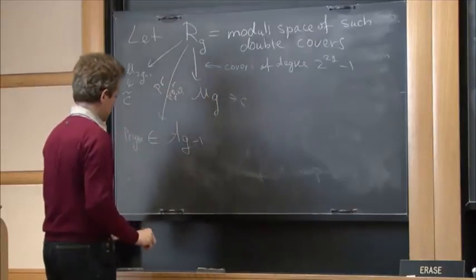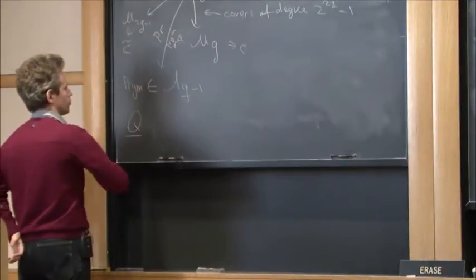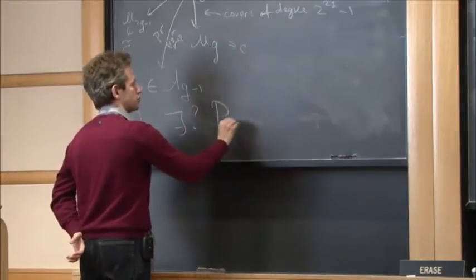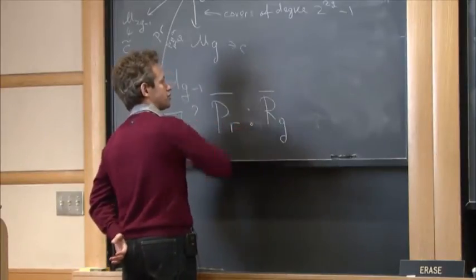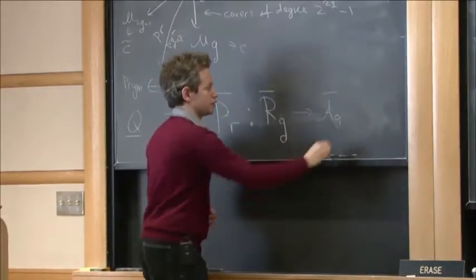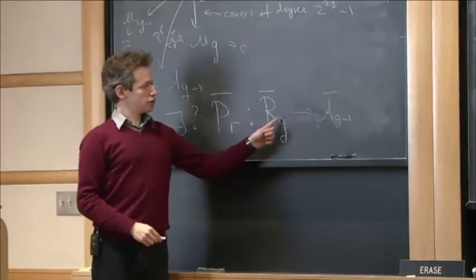And this is what I'd like to look at. So the question is as follows. Does there exist an extension of the Prym map from a compactification of Rg to a compactification of Ag minus 1? Okay? So I should tell you what these things are.